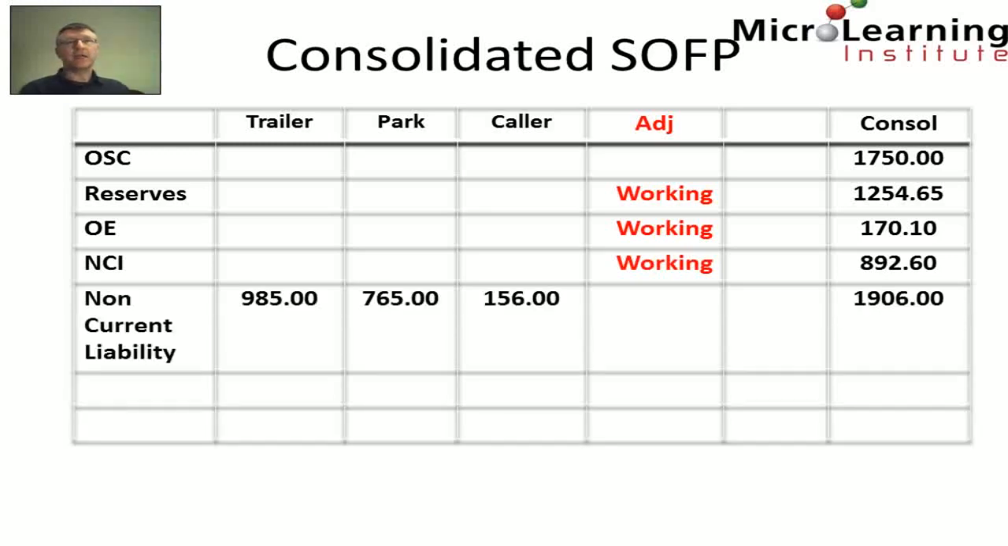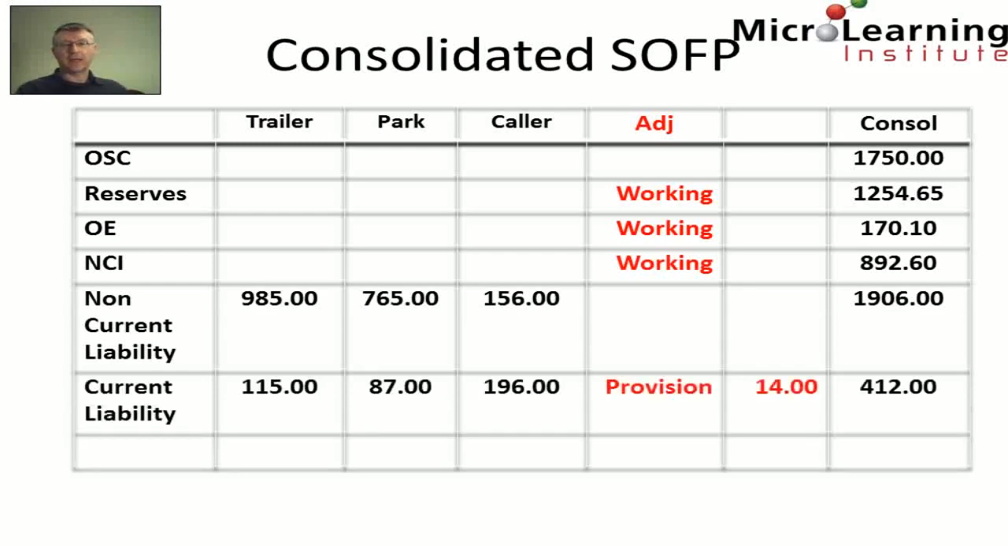Non-current liabilities, we take into account the individual non-current liabilities, and current liabilities are increased for the provision that had to be recognized in relation to the restructuring, and of course that consolidates at $412 million. So our total liabilities and owner's equity also consolidates as total assets at 6385.35.